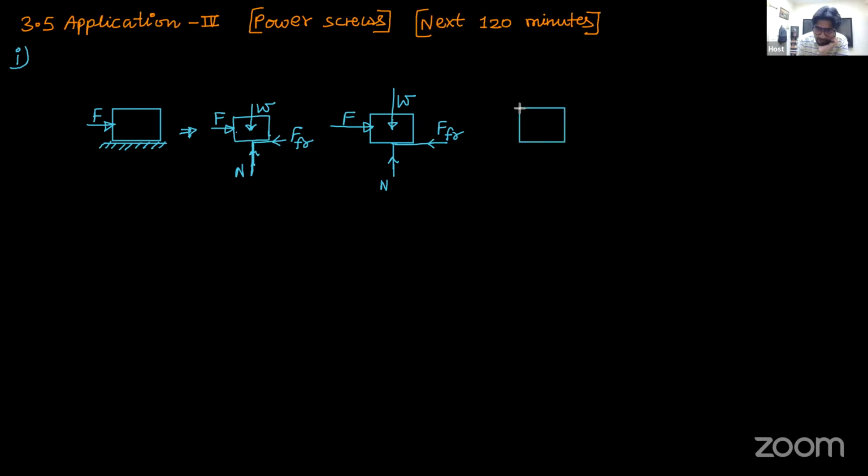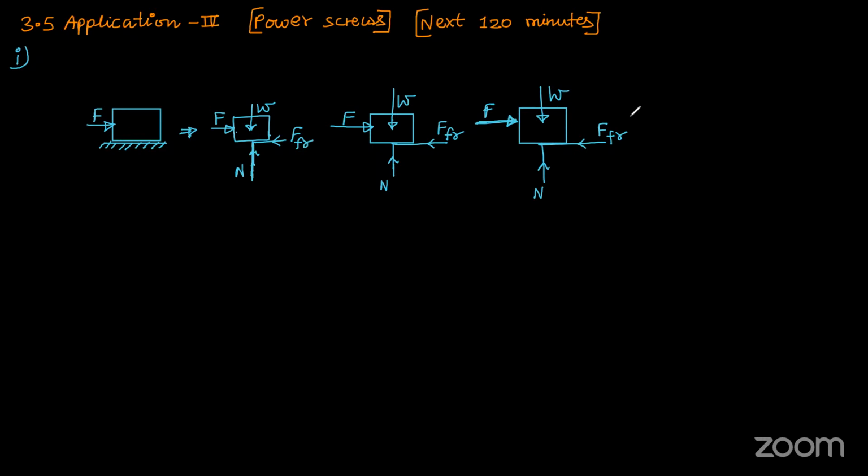If I increase the applied force even more, naturally N is not going to change. Normal reaction will be the same. But since I increased the applied force, the frictional resistance is going to increase. So does this frictional resistance keep on increasing forever? Somebody come forward and tell me. If I keep increasing my load, would this frictional resistance increase forever? No, sir. It increases up to a certain limit.